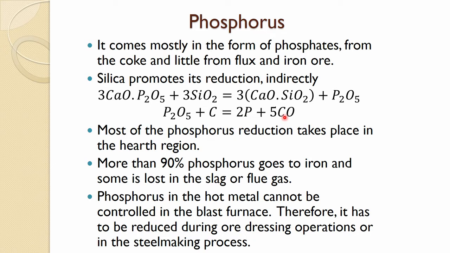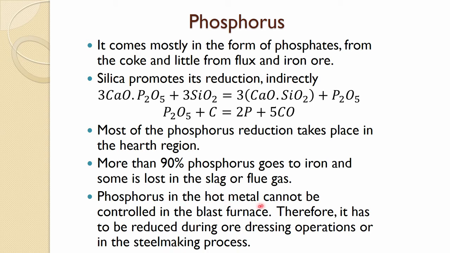So, most of the phosphorus reduction takes place in the hearth region. More than 90% of the phosphorus goes to iron, and some is lost in the slag or flue gas. Phosphorus in the hot metal cannot be controlled in the blast furnace. Therefore, it has to be reduced during ore dressing operations or in the steel making process.